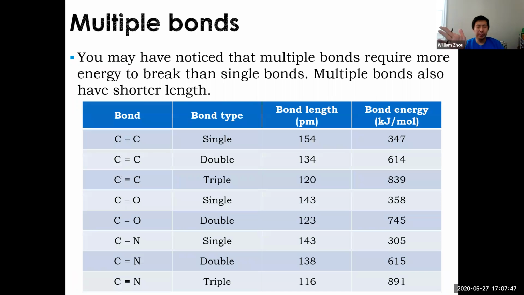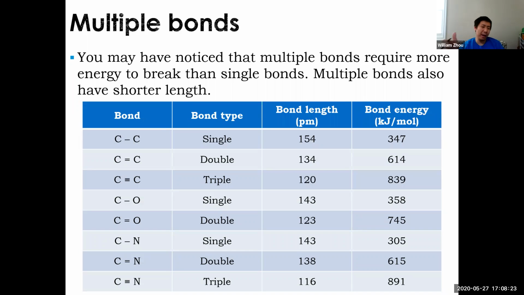So again, for multiple bonds, this table compares the difference between single, double, and triple bonds. For carbon-carbon bonds, you can see that the bond length decreases as you have more bonds. A carbon-carbon single bond has a bond length of 154. That length will decrease to 134 if it's a double bond and 120 if it's a triple bond. And the bond energy will increase if you increase the number of bonds.